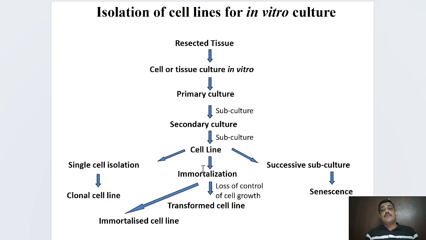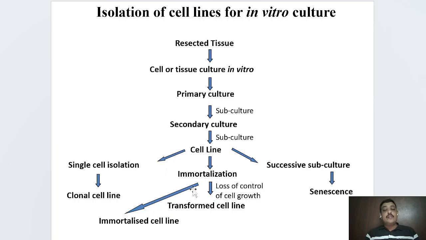So the difference between a normal primary cell and a transform cell is that normal primary cells will have tight control over cell proliferation. So the cell cycle will be tightly regulated, whereas immortalized cells will have loss of control of cell growth, because there is a lot of mutation that will take place, and that's a complex topic which will be discussed under the cancer biology course, right?